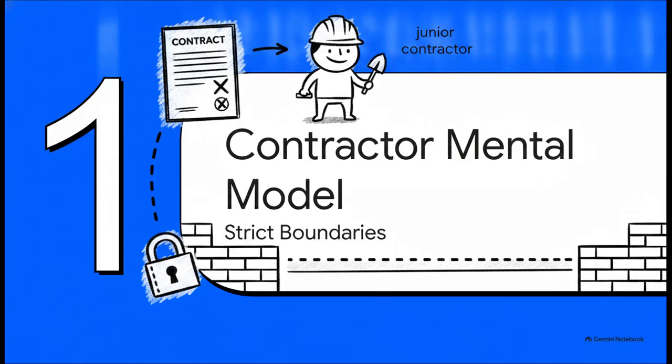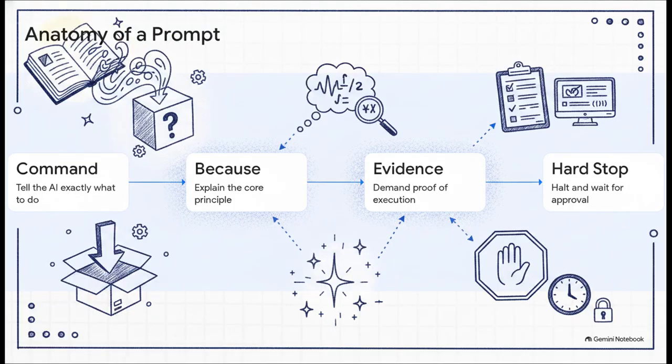Section 1. The Contractor Mental Model, Strict Boundaries. Okay, let's dive right into this. You've got to treat your AI like an eager but easily distracted junior contractor who needs an ironclad contract. Every single one of the 90 prompts in this deck shares the exact same strict 4-part anatomy.